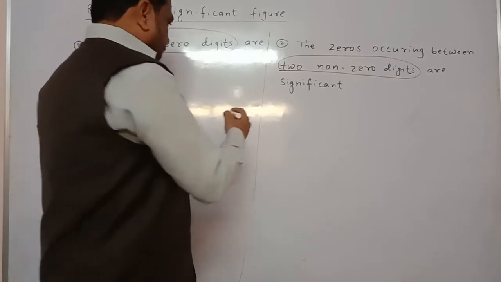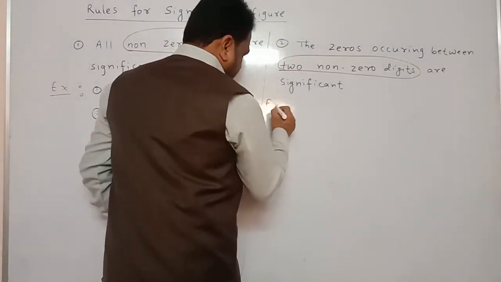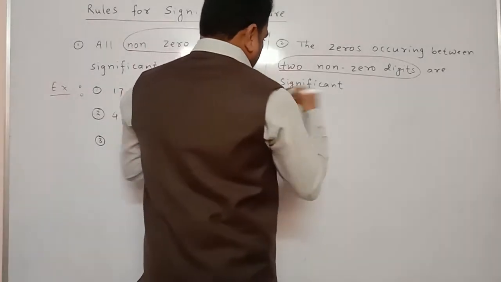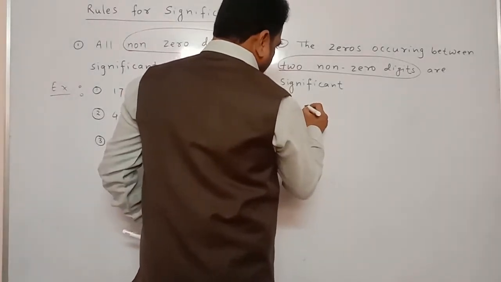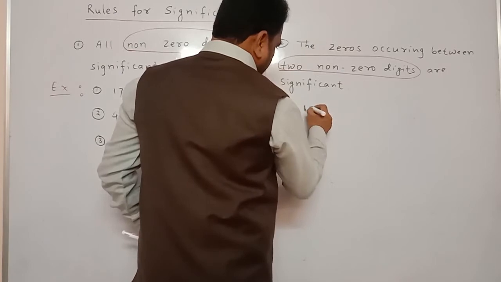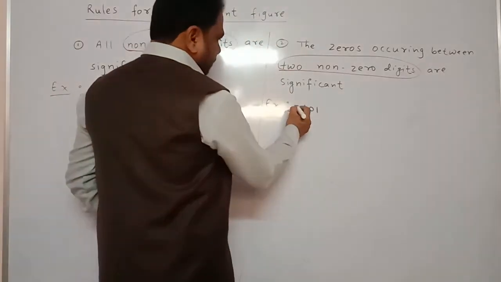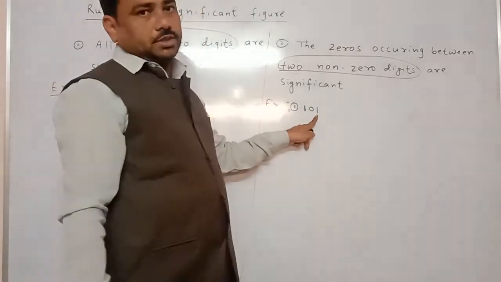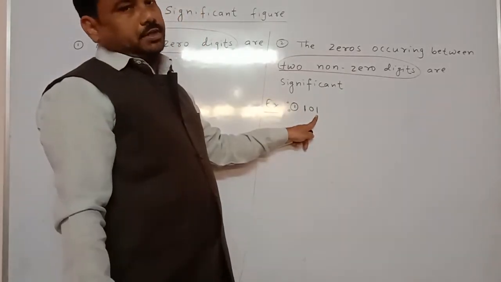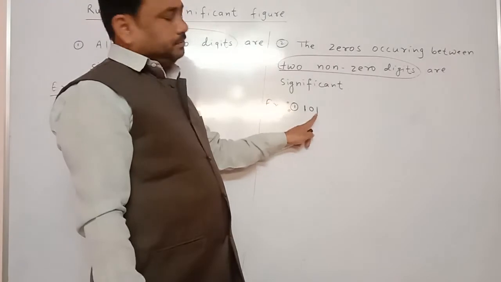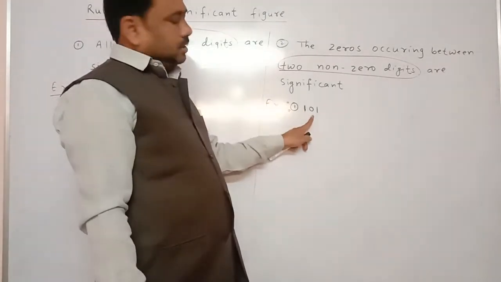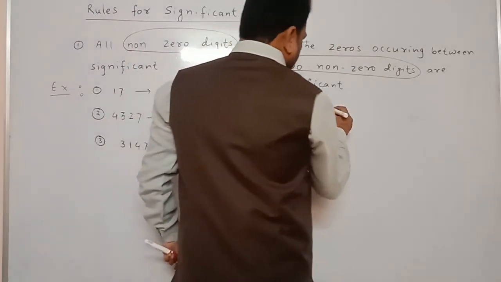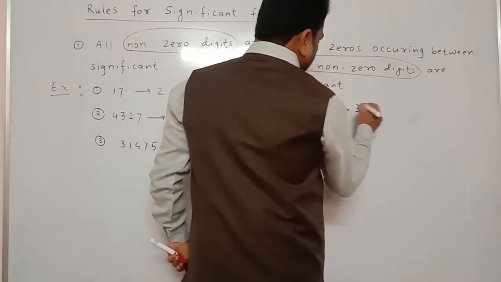Means, in example 1, suppose our number is 101. So 101, this is our given number. How many digits are here? 1, 2, 3. So 3 digits are here, therefore its significant figure is 3.